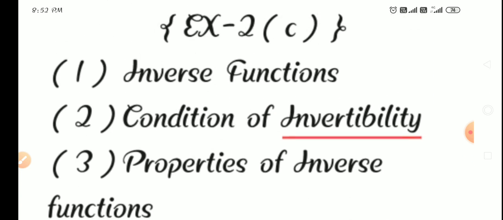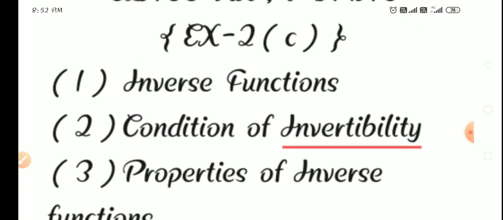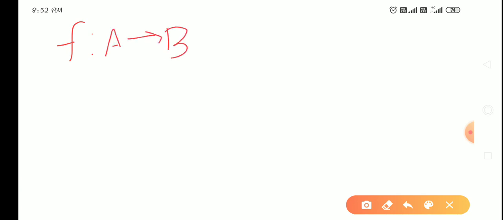Try to understand. First point is inverse functions. What are inverse functions? To understand this point, you see here. Suppose we are having two functions f such that A to B and g such that B to A. What is the specialty in these two functions? You can see here, domain of the second function is the range of the first function and range of the second function is the domain of the first function.